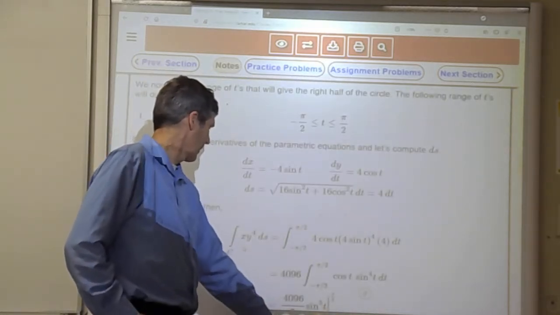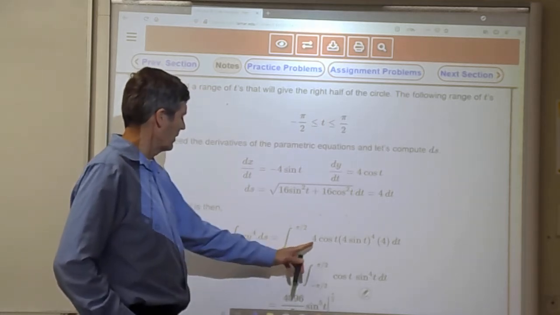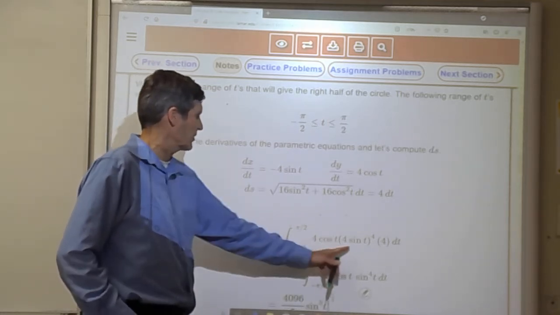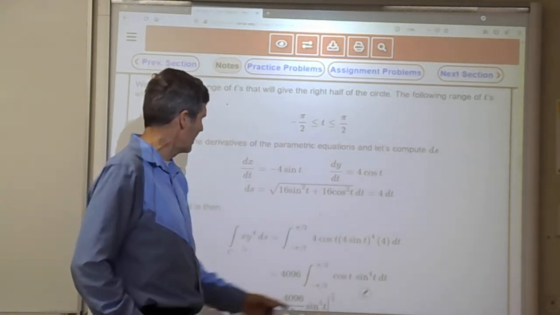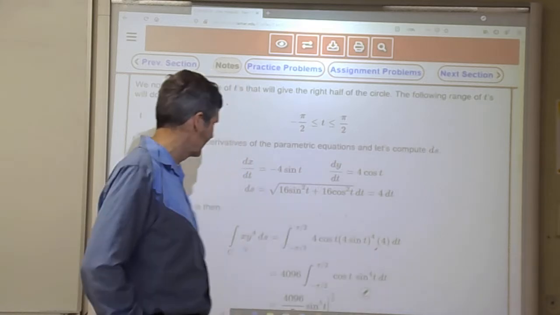Now, we write x and y as a function of t in the integral. x is 4 cosine t, y is 4 sine t, and I've got a fourth power of y. Replace ds with the length of r prime of t, 4 dt.